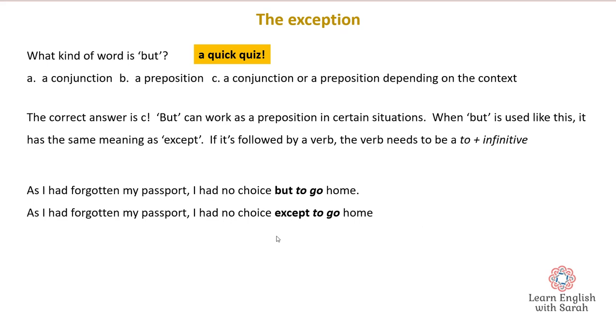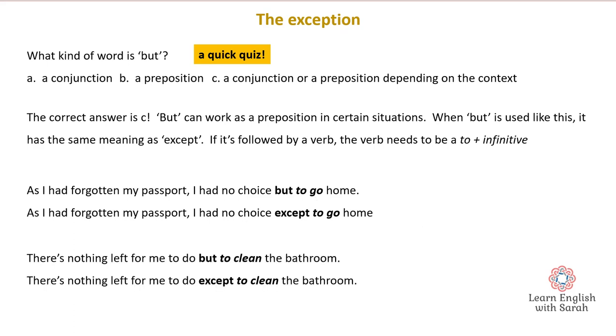As I had forgotten my passport, I had no choice but to go home. And in the second example, I had no choice except to go home. So here we're using these as prepositions followed by a to infinitive. And one more example. There's nothing left for me to do but to clean the bathroom. Again, you've got this preposition but followed by to infinitive.